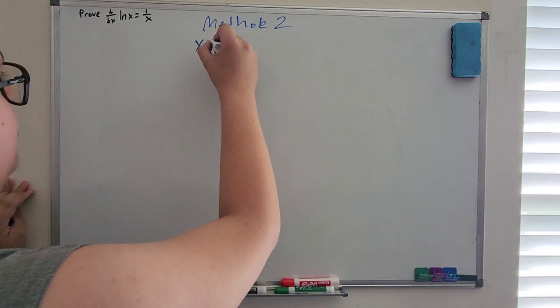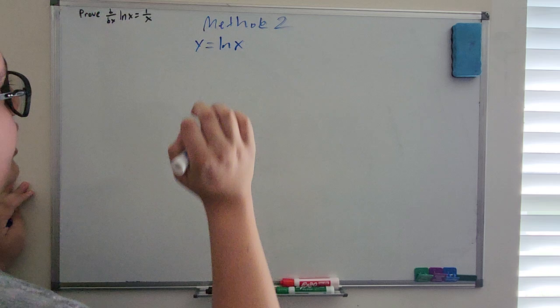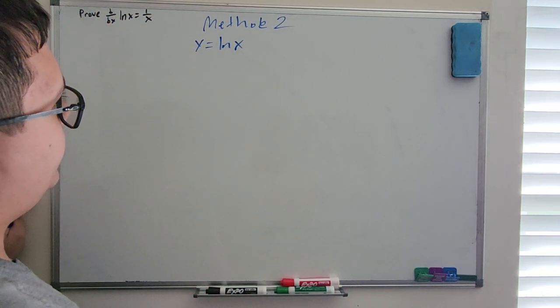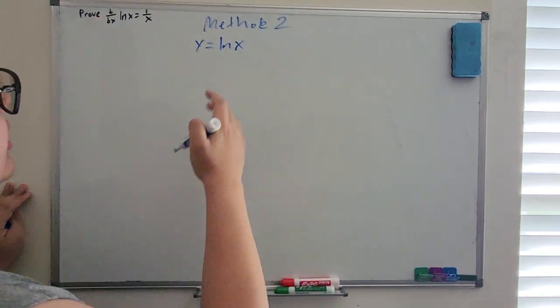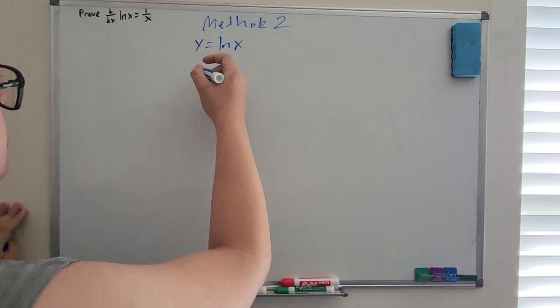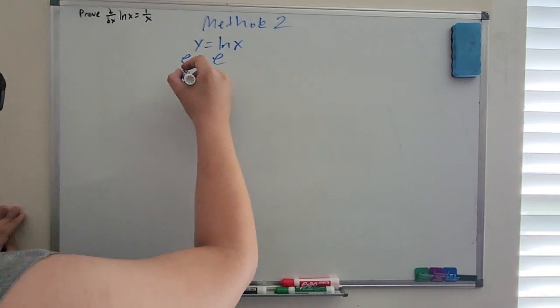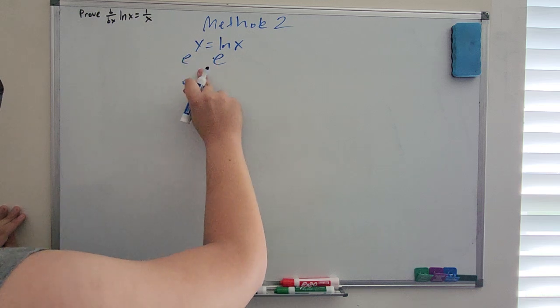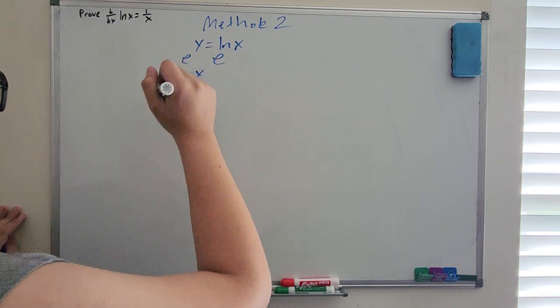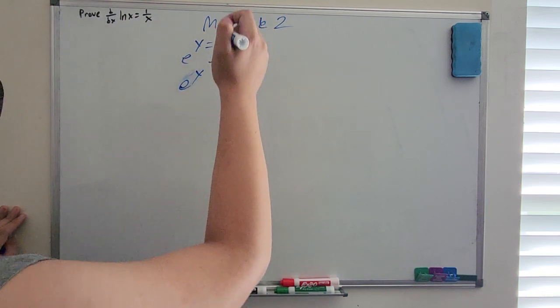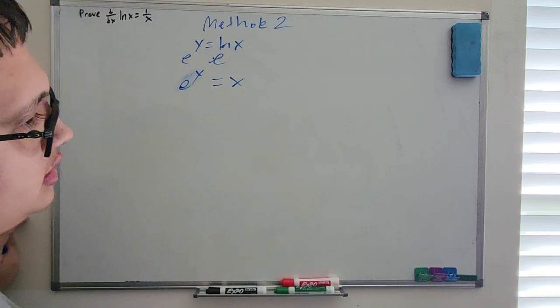So let's make y equal to ln of x. We can cancel ln of x by raising everything here to the e power. So let's put e here, and then let's put e there. e to the y is just e to the y. And then e and ln of course cancel each other out, which will just equal x.